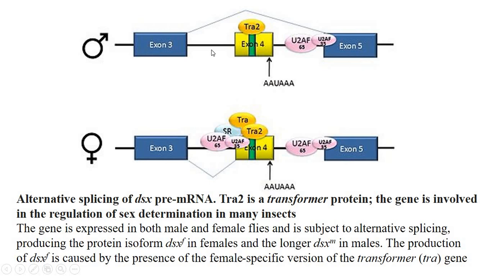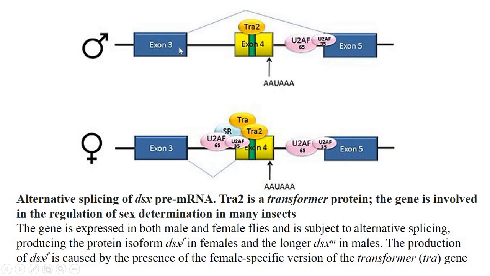So this is double sex, which has a couple of exons. So this is exon 3, exon 4, and exon 5 in males. Similarly, it also has exon 3, 4, 5 in female. But what happens is this gene is expressed in both male and female flies, but because of alternative splicing, they have different isoforms of the protein. The isoform DSX female in females is longer than the males.